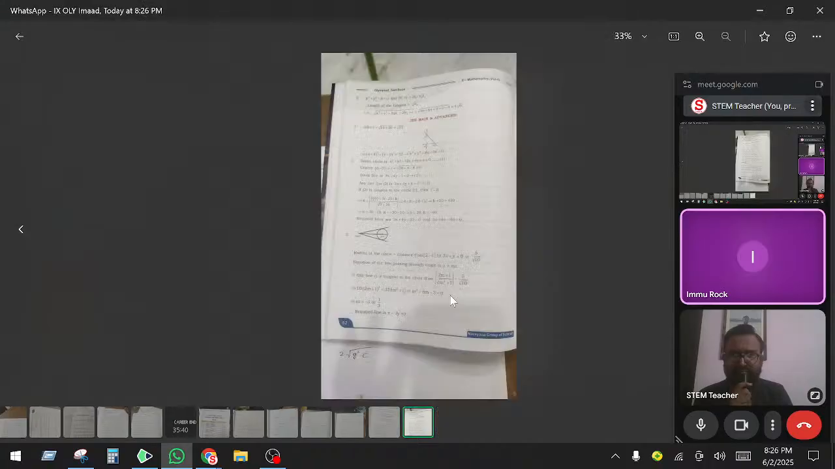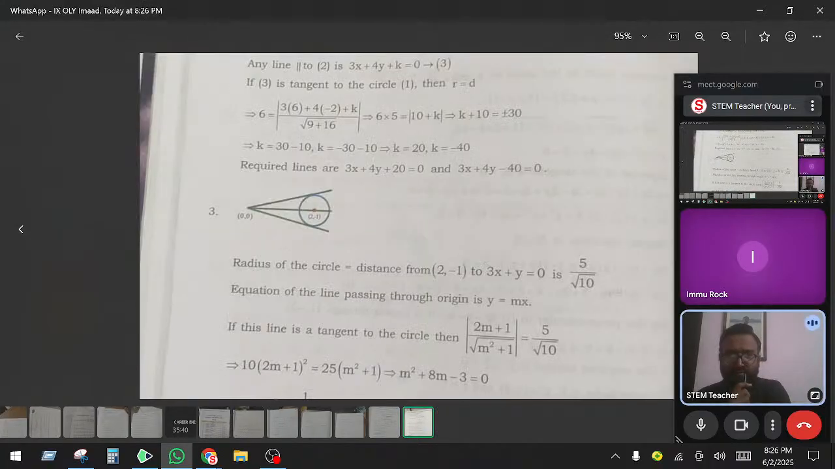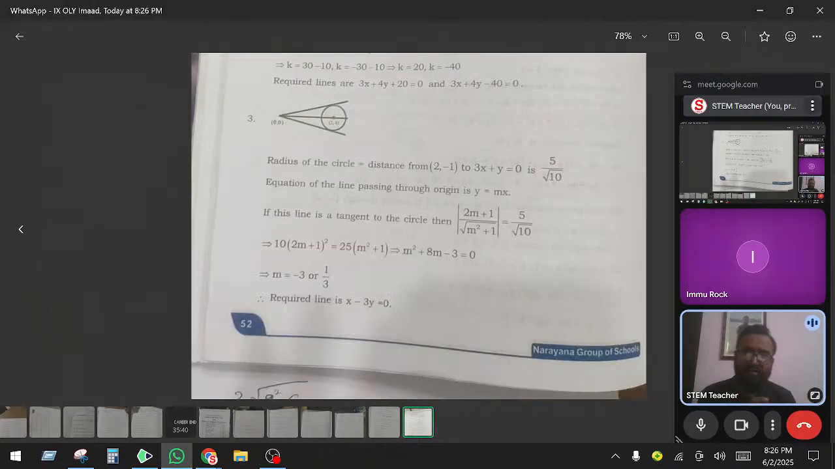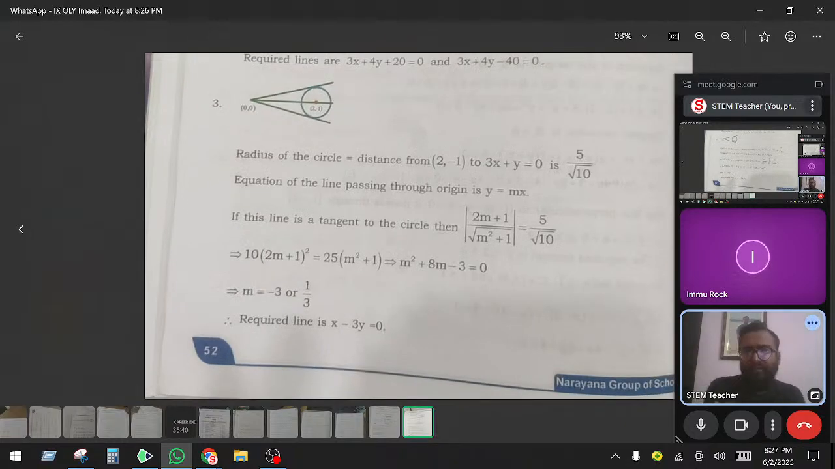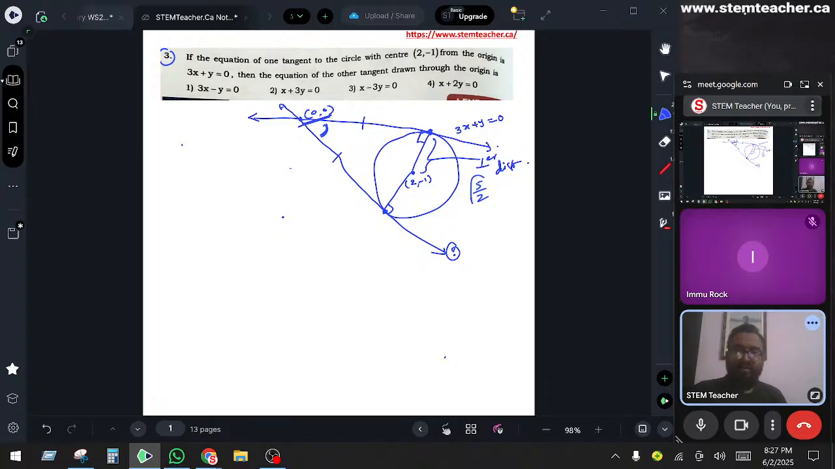Okay. We have the same logic. Our radius has come. Radius we got it. m is equal to -3. Try to understand this. Everything has been drawn. The distance from the line is 5 by root 10. We got the same. And the equation of the line is y equals mx. That is also clear. If the line is tangent to the circle, okay. Now come. The distance is root 5 by 2 and 5 by root 10.